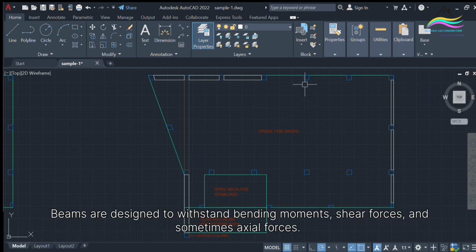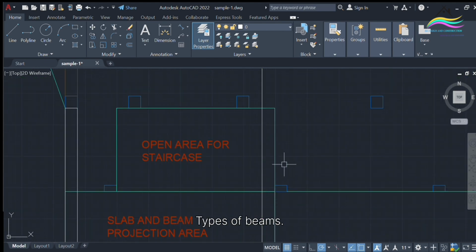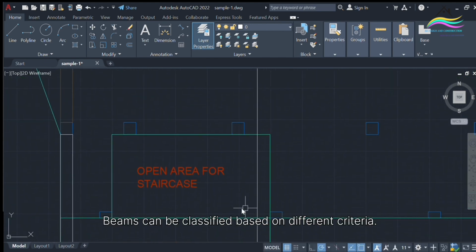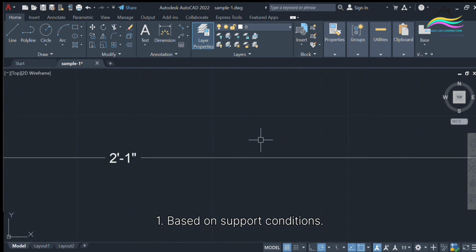Beams are designed to withstand bending moments, shear forces, and sometimes axial forces. They are made from materials like steel, concrete, wood, or composite materials, depending on the application. Types of beams. Beams can be classified based on different criteria. 1. Based on support conditions.